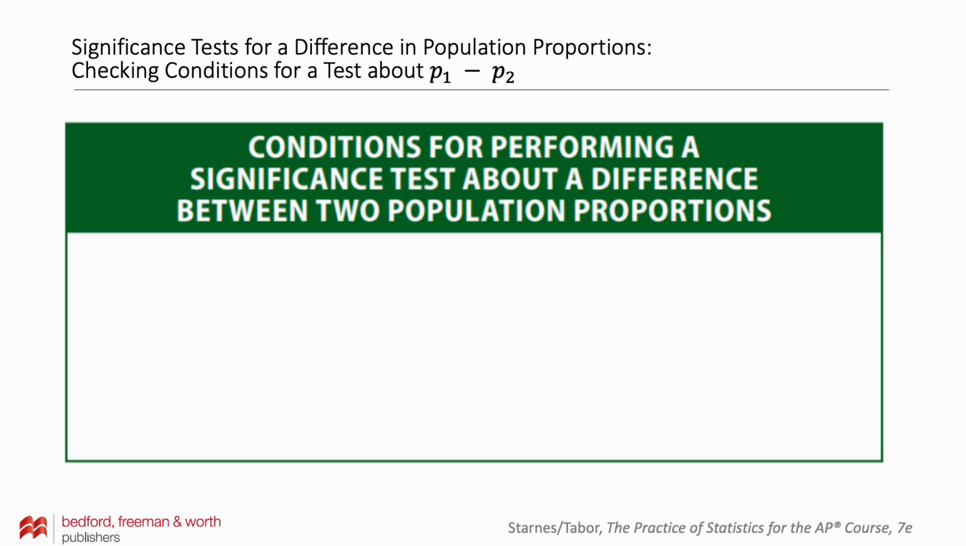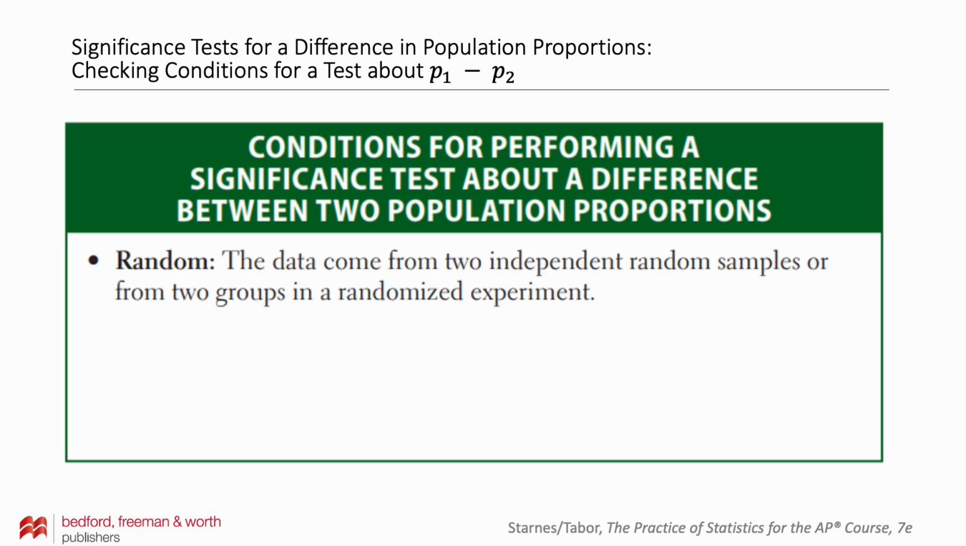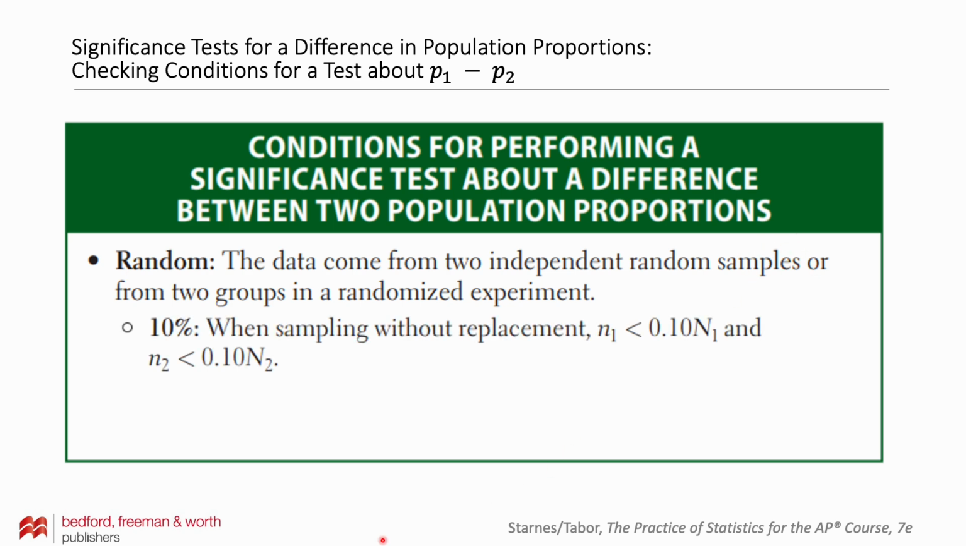Now, when we're checking conditions, we're still going to check random. The data has to come from two independent random samples or two groups in a randomized experiment. So make sure that you're talking about both of them here, not just one. We do still need to check independence, so the 10% condition. If it's without replacement, you have to do both. The first sample has to be less than 10% of the first population, and the second sample has to be less than 10% of the second population.